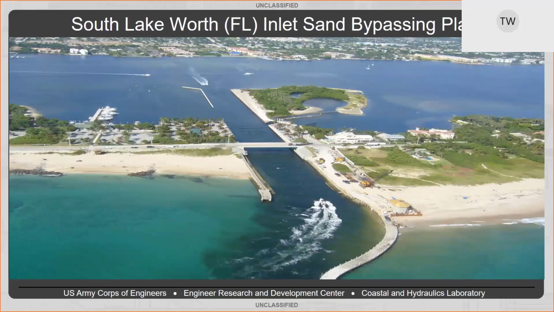Thanks, Tim. I'm going to do a quick review of the three case study locations. The first one is South Lake Worth, and then we'll jump over to Australia and talk about the Nerang and Tweed River sand bypassing plants. All three of them are fixed plants. This picture is of South Lake Worth, and you can see that they're doing some construction. They've got some sheet pile around their sand bypass building. Next slide, please.